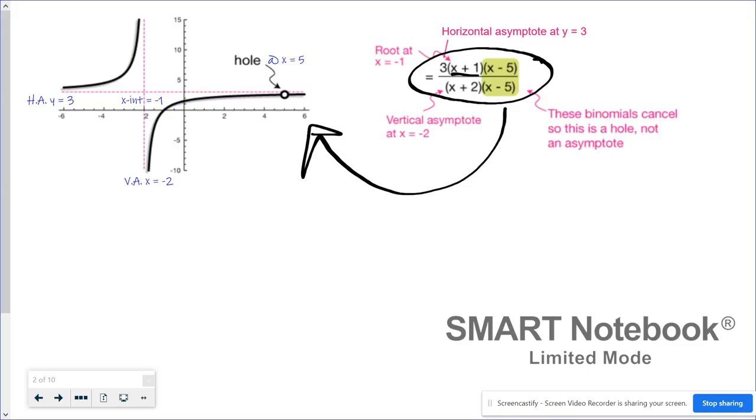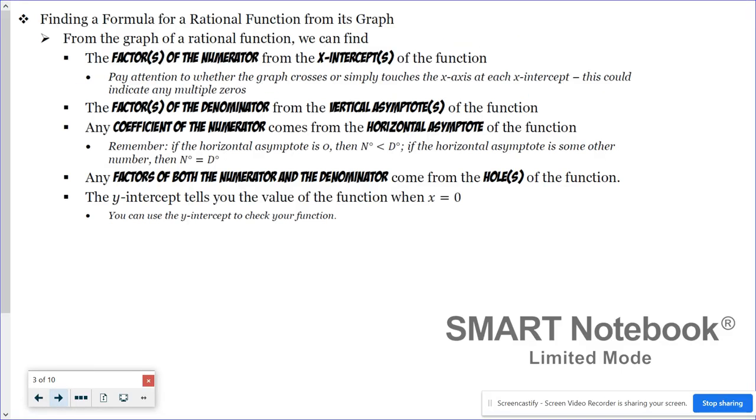Okay, so now what I want us to do is go from the graph to the function. So basically, you just need to identify a few things. You should identify the horizontal asymptote. You should identify where there are x-intercepts and vertical asymptotes and if there are any holes, okay? And as you identify them, you can write them as factors in their proper locations, okay?